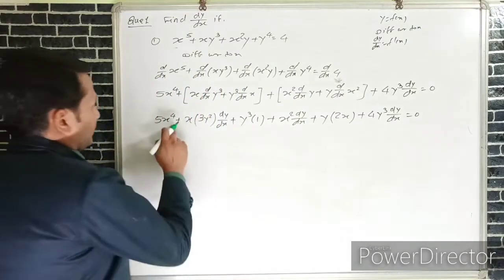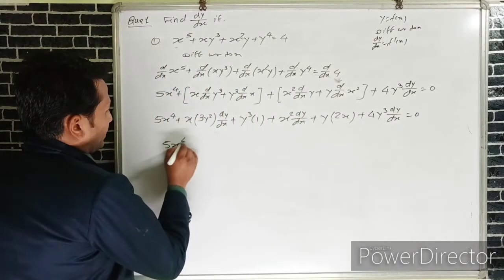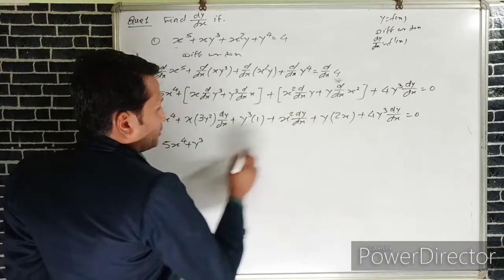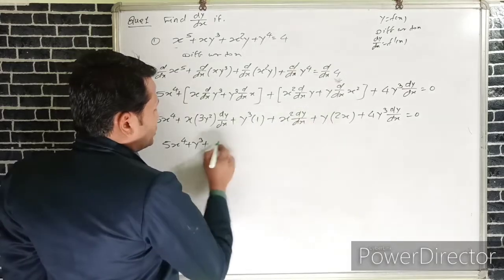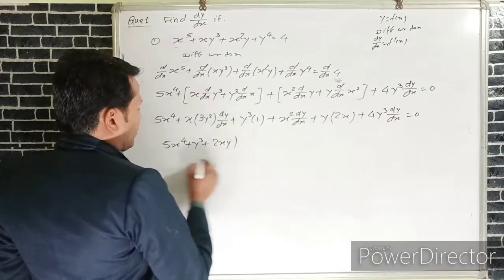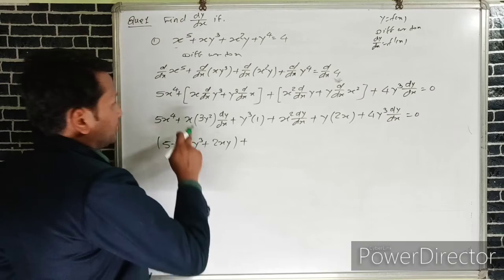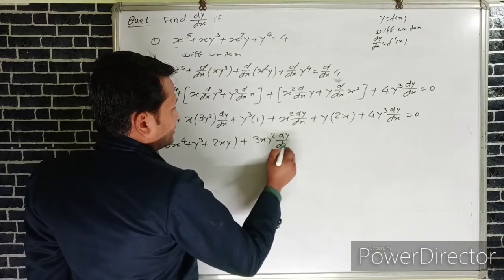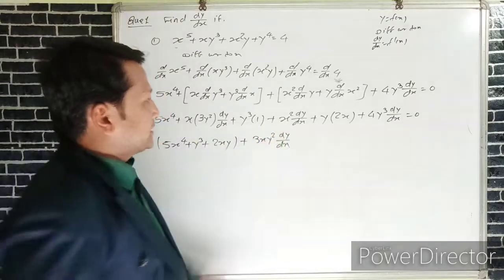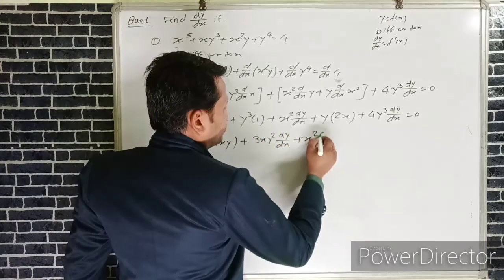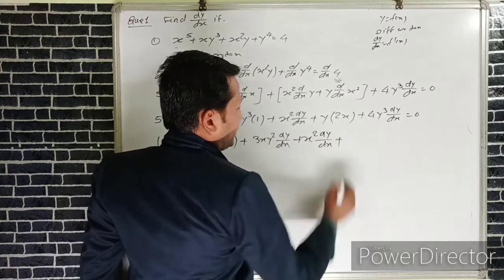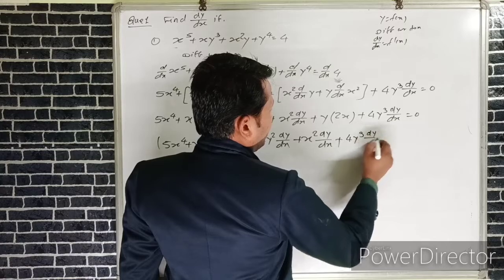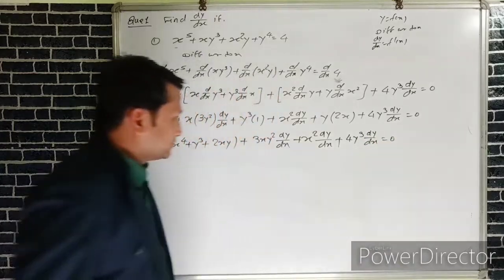After that we can write here 5 into x raised to the power 4, plus y cube into 1 is y cube, plus 2 into y into x is 2xy, plus 3xy square into dy by dx. The second term of dy by dx is plus x square into dy by dx, plus the third term of dy by dx is 4y cube into dy by dx, which is equal to 0.